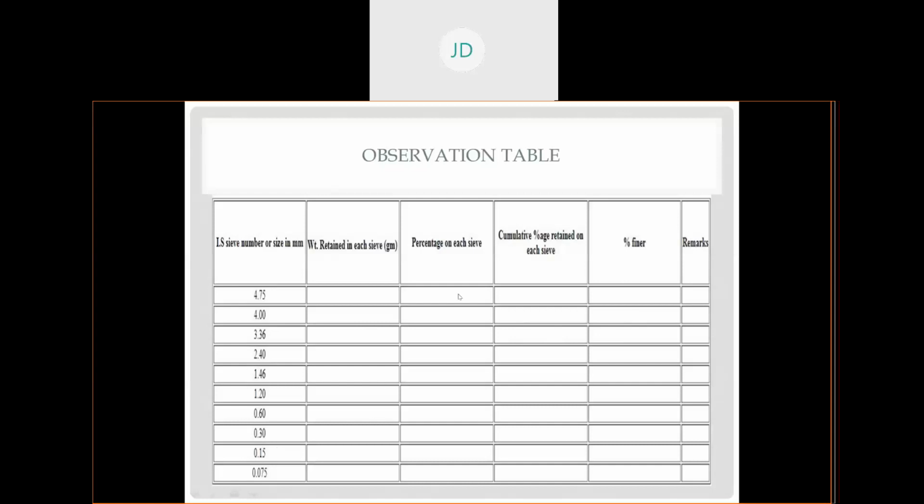So this is the table you have to prepare in the laboratory, after the lab test. Fine. I think it's very simple. You can also follow the video link, so you will get it very easily. Anything you want to ask?